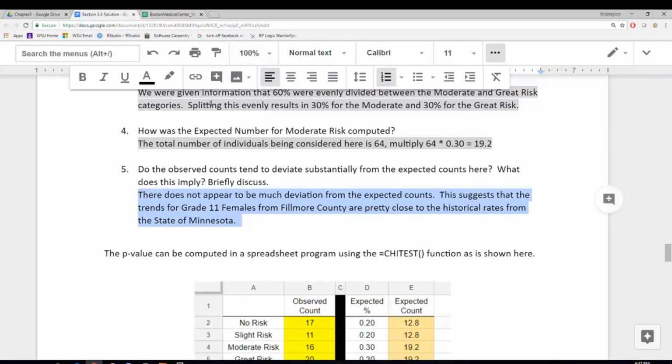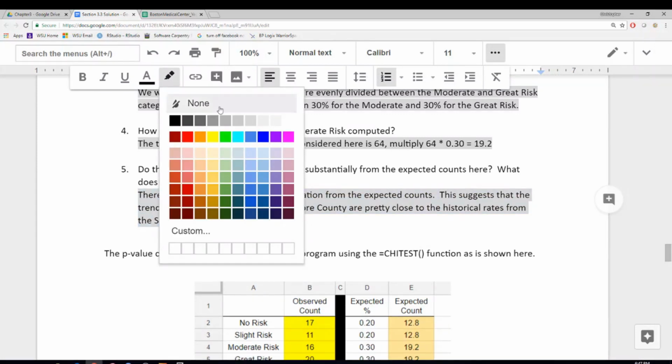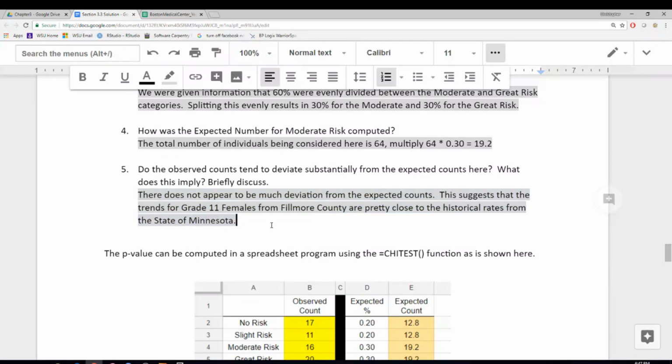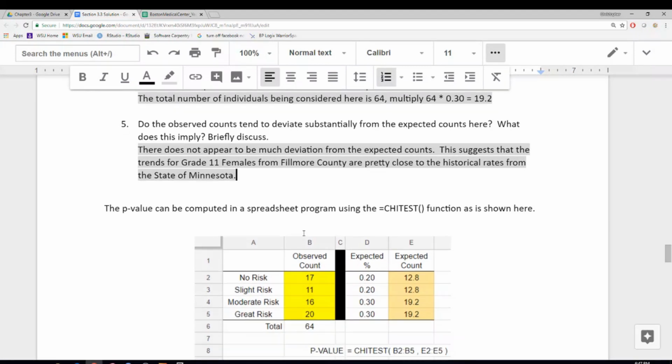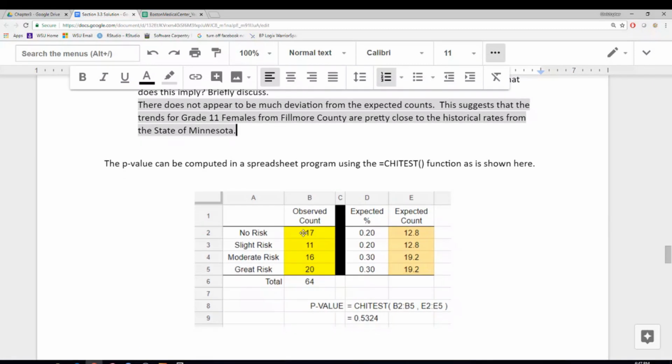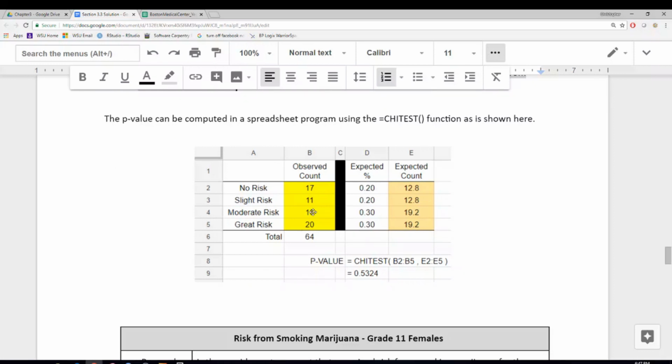So being that those are so close, it says that the grade 11 females from Fillmore County are pretty close to those historical patterns. So let's go ahead and compute the p-value here. All I need is the observed counts and the expected counts. The observed counts happen to be sitting in cells B2 through B5 here. That's what's being used here.